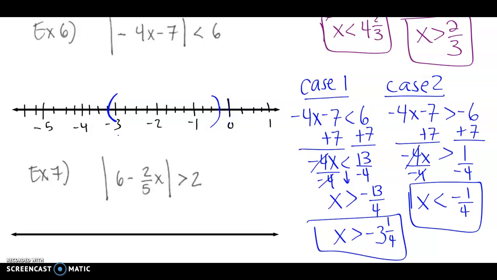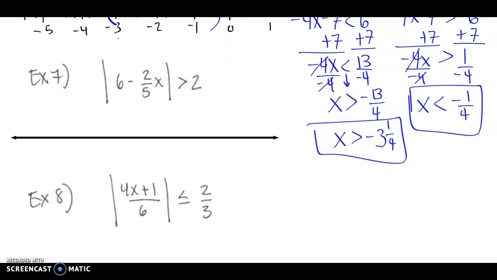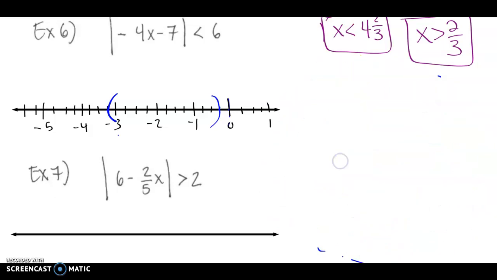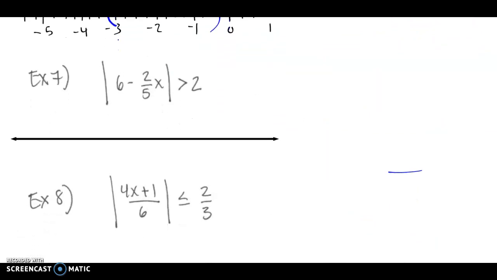All right. I recommend that you try to do examples 7 and 8 on your own, and then come back and check your work. For number 7, we have the absolute value of 6 minus 2/5 x, so I wanted to throw a couple fractions at you, and that's greater than 2. And then example 8, the absolute value of 4x plus 1 divided by 6 is less than or equal to 2/3. You do it, come back and check your work.